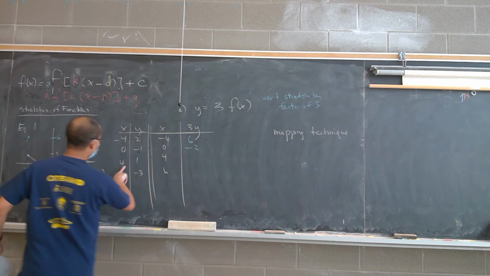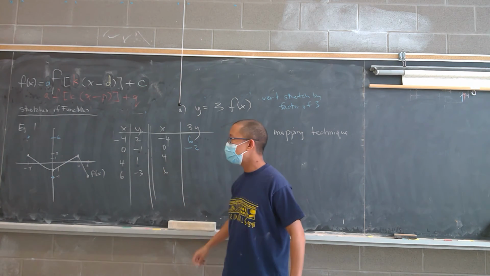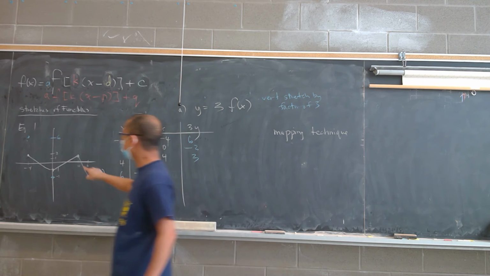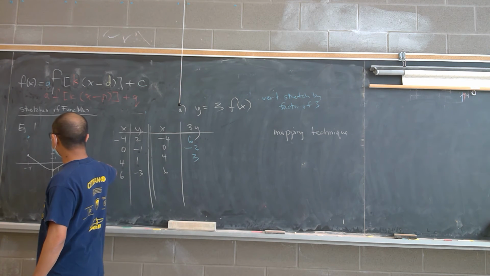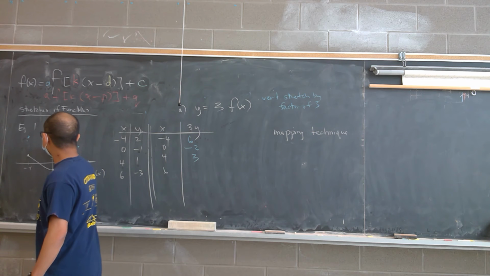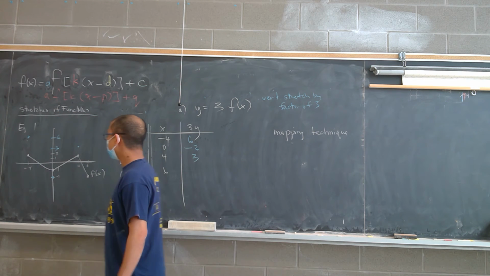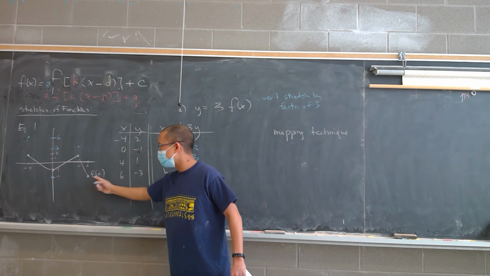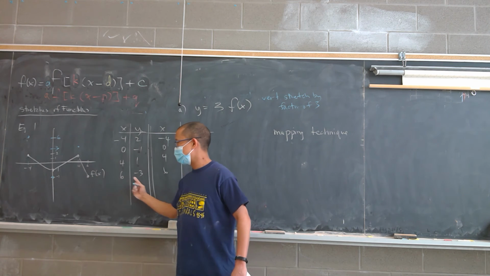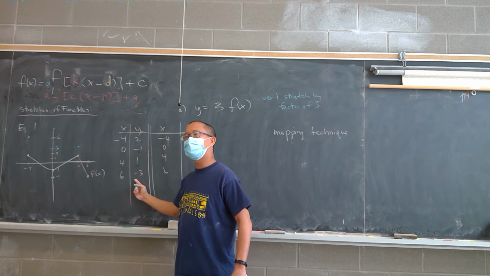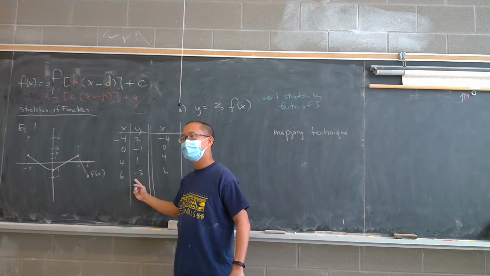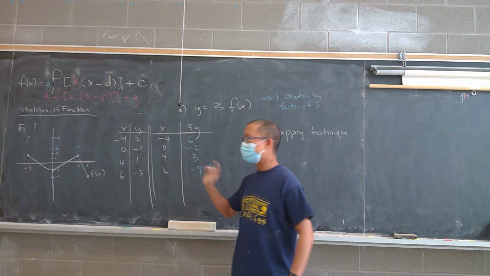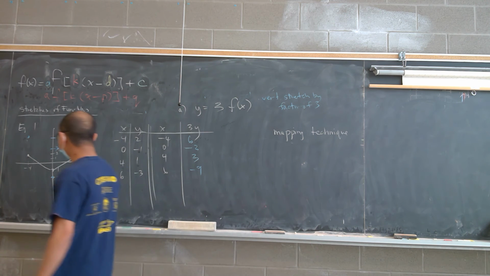The next one is going to be 4 and 1. This is sped up. 1 times 3 is 3. So we're going to take this 4, 1, and it's going to go up here to 3. And finally, notice this 6 and negative 3 point, down here. This negative 3 is going to be multiplied by 3, and then what do we get? Negative 9. Now let's just pause for a second before we connect the dots.